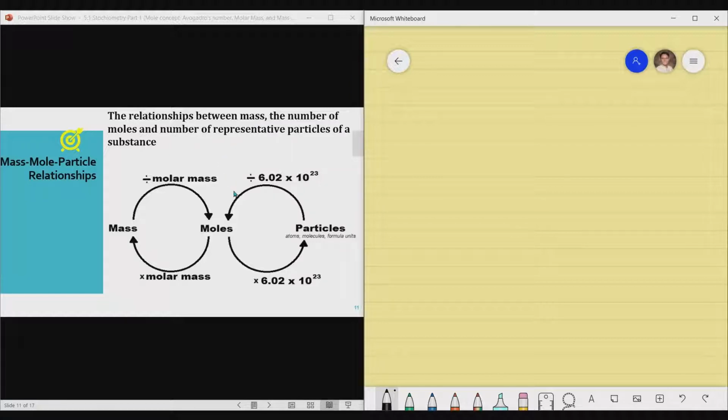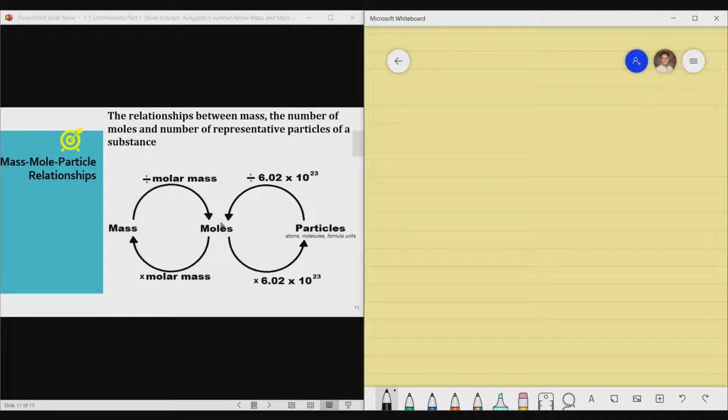of a substance. Say, for example, if you're provided with mass and you want to convert it into unit mole, the factor that you need is molar mass. So you need to divide mass by molar mass. And then if you want to convert mole back into the unit mass, you simply, again, use molar mass and then the operation is different. That will be multiplication.